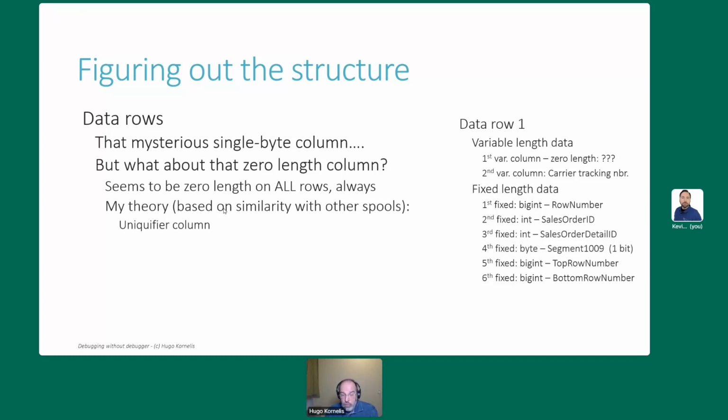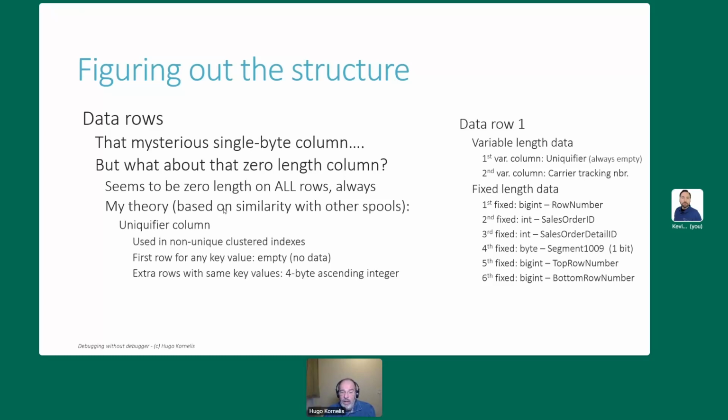This column is not used for unique values, but because the index is declared as non-unique, it can be set to 1, 2, 3, etc. if there are non-unique values to create unicity. But it never happens for this work table because the row numbers are already unique. So that's my theory, that we have a unifier here, which is in our case always empty and never the 4-byte ascending integer that could otherwise have been used in regular non-unique clustered indexes.